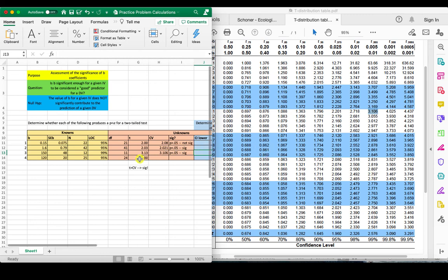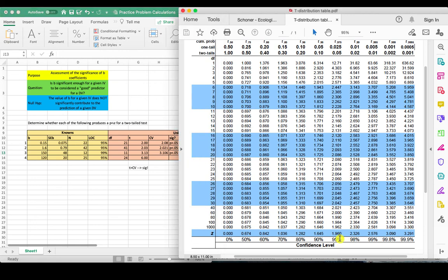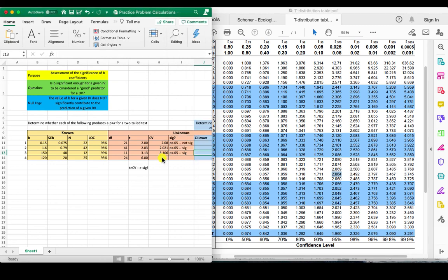Okay, so for our last example, if we're using a 95% level of confidence and we have degrees of freedom of 24, we can look up what the critical value would be to prove significance. So 95, 24, right, would give us a critical value of 2.064.